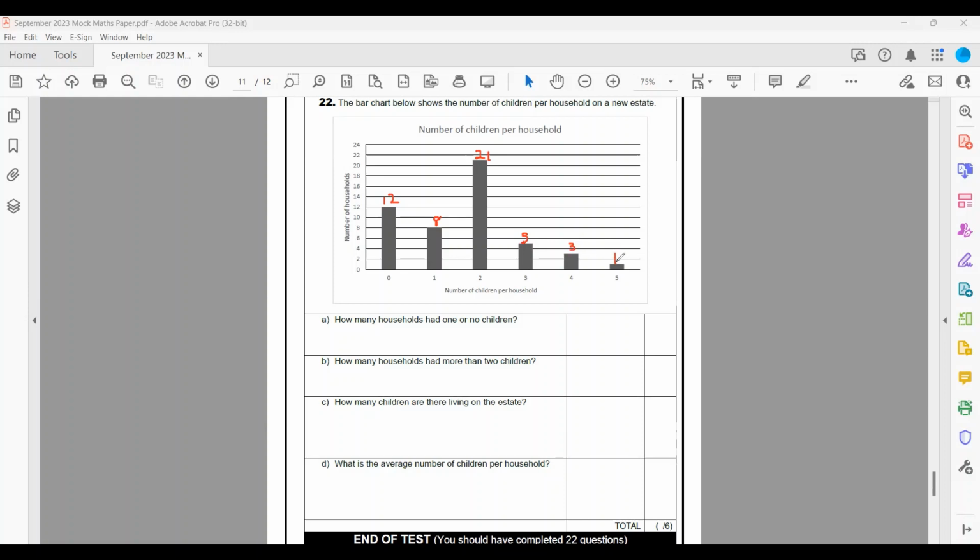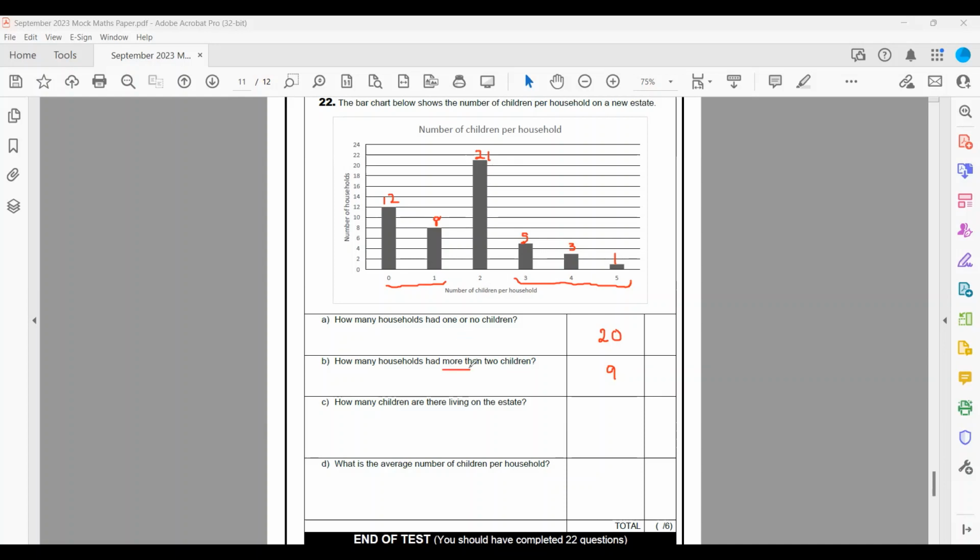So, part A, how many households had one or no children? One or no children, we're only interested in these two bars here, and they add up to 20. In part B, how many households had more than two children? More than two children, we're only interested in these three bars here, and that adds up to 9. So, we don't include the households with two children. We're only interested in more than two children.